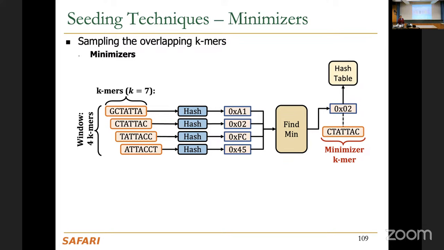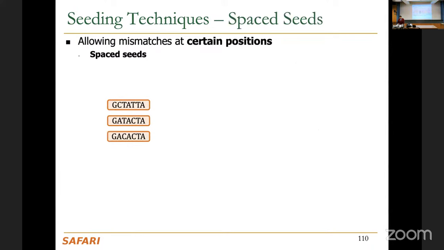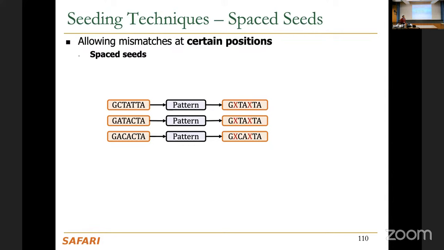The benefit is, of course, a reduced storage requirement because we're doing some clever sampling. The downside is that there is still some reduced sensitivity. Of course, the accuracy is not as perfect as using all overlapping k-mers. So there are also other seeding strategies. One strategy focuses on the fact that some k-mers may not exactly match, but we still want to be able to find them.